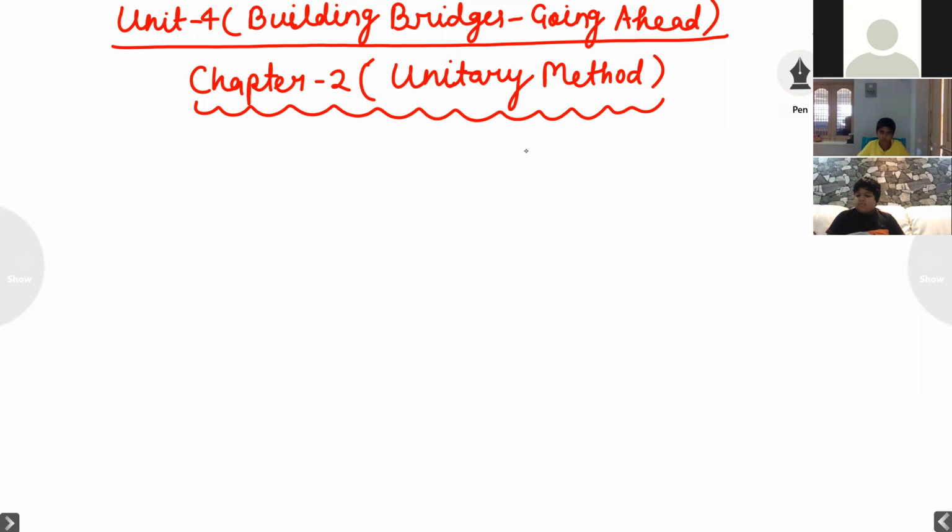If you know the value of one quantity, we want to find out the value of the required unit or quantity, that is called unitary method. Suppose I am saying if the cost of 5 kg mango is 150 rupees, what is the cost of 10 kg mango? We know the value of one quantity, we want to find out the required units. This is called unitary method. Left side keep heading, unitary method.